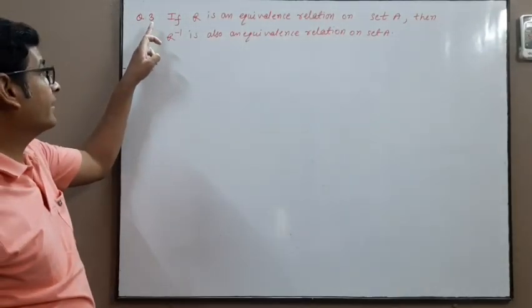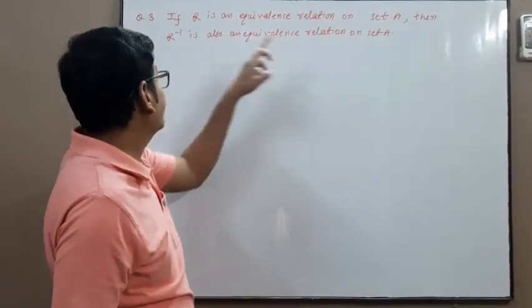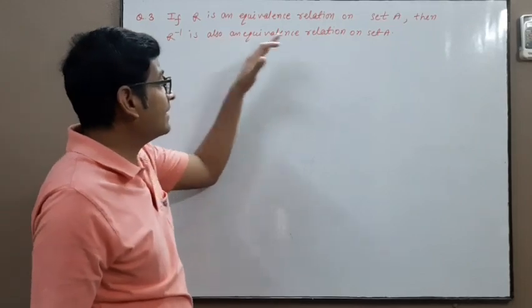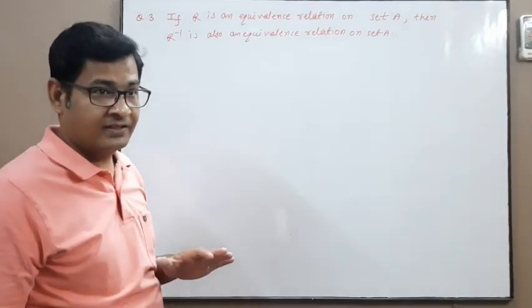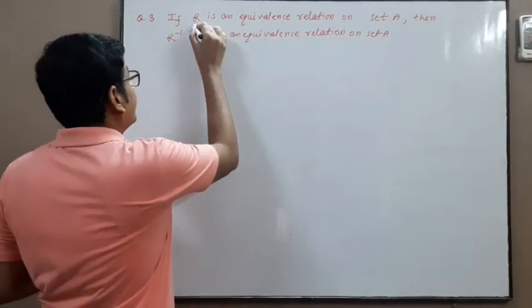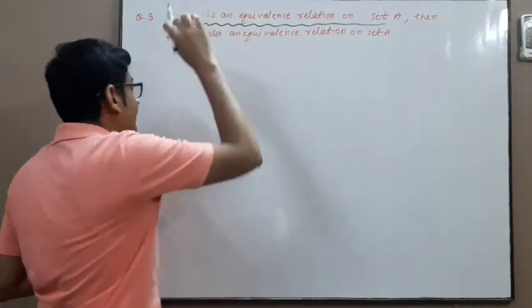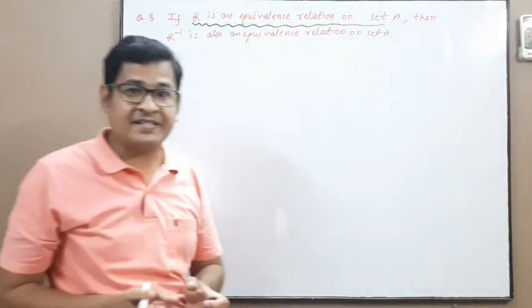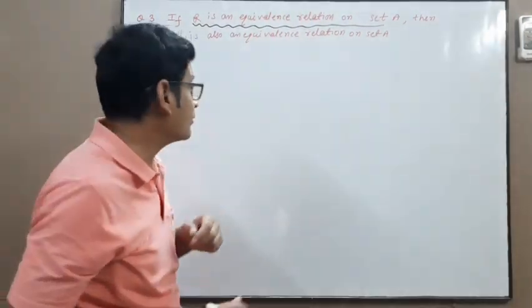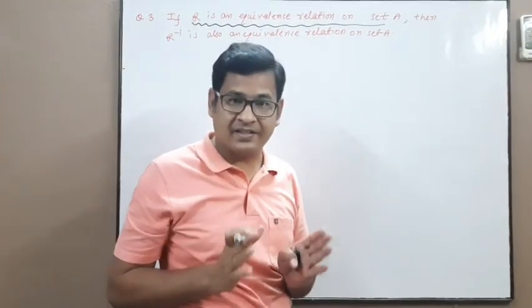Problem number 3. If R is an equivalence relation on set A, then R inverse is also an equivalence relation on set A. What is the meaning of this? R is an equivalence relation on set A means R is reflexive, symmetric and transitive. Now we have to show R inverse is also reflexive, symmetric and transitive.